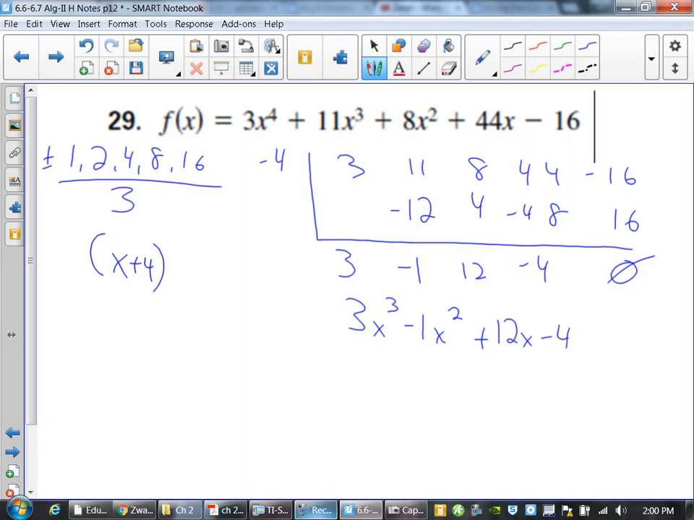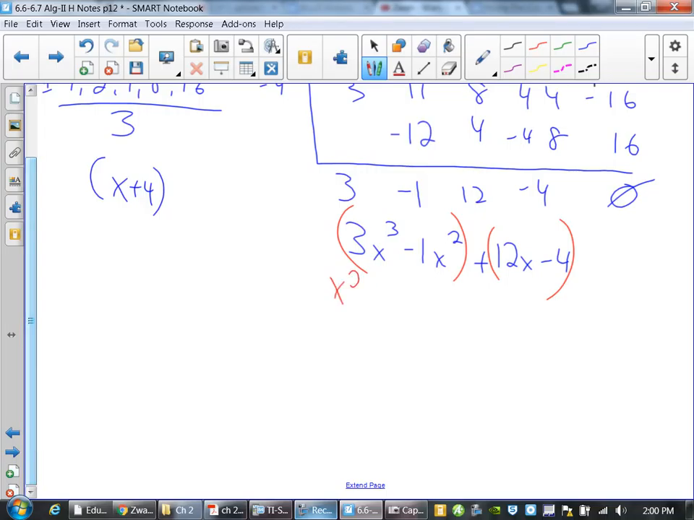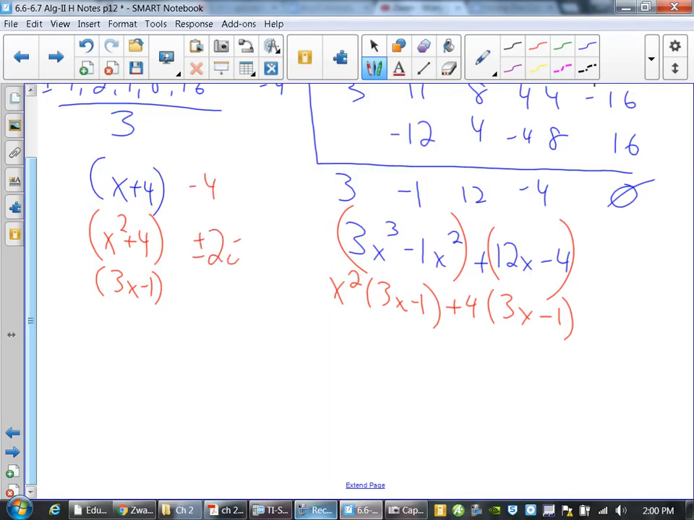Because lo and behold, I get GCFs, it's going to work. Take out the x squared, I get 3x minus 1. Take out the positive 4, and I have a 3x minus 1, which gives me my other 2 sets of terms as x squared plus 4 and 3x minus 1, which gives me zeros then at negative 4, plus or minus 2i, and 1/3. Whenever you can get to a third-degree polynomial with 4 terms, I misspoke, go figure, do that.